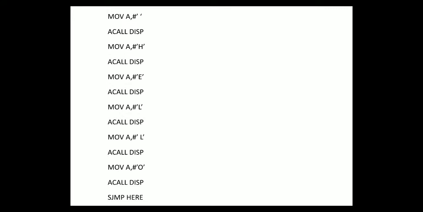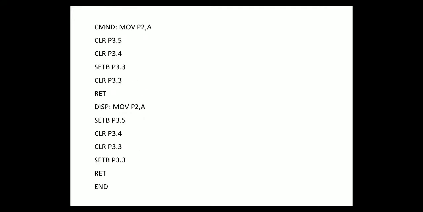Next one. Now this slide is very important for us. This will cover the actual program that you have written. We'll focus on this now. Under command, we are now in the subroutine. Whenever you put a command instruction, you are actually jumping to this program. So what will this command subroutine do? First of all, MOV P2,A: whatever is in the accumulator will be copied into the P2 register.